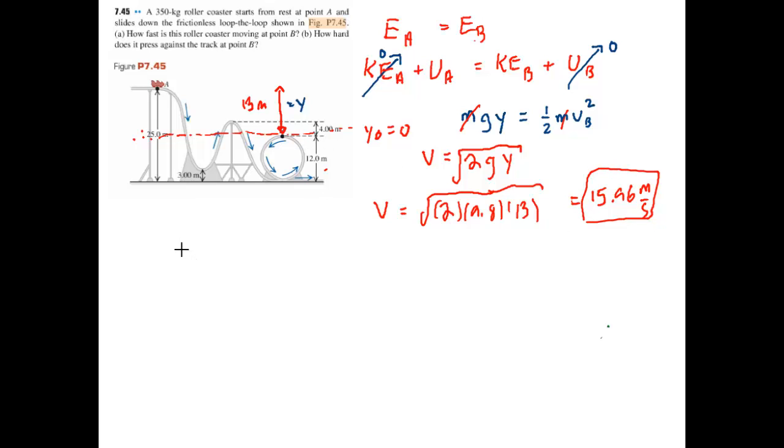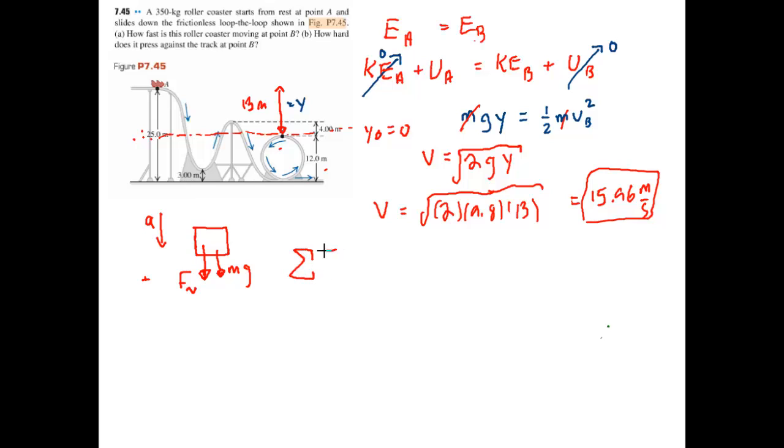For part B, it's asking me how hard it presses against the track at point B. So to do that, I need to first draw the free body diagram of the cart at point B, and I know that it is going to be accelerating in the downwards direction. It's accelerating in that direction, so the force that is accelerating it, the force of the track against it, the normal force, is also in that direction. And last but not least, I always have my weight. I always have my mass times gravity in the downwards direction. All three of these are pointing in the downwards direction. I'm going to choose down to be positive here.